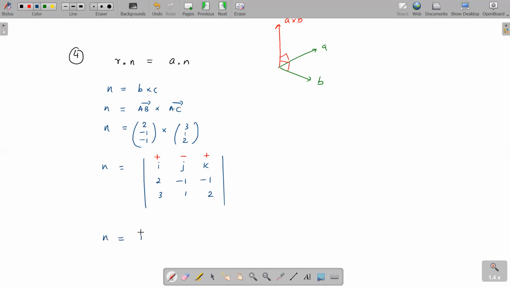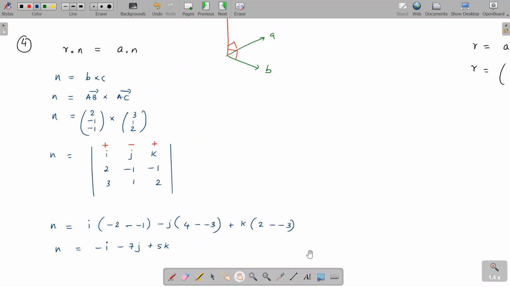So n equals i times minus 1 into 2 is minus 2, minus 1 into minus 1 is minus 1. Minus j times 2 into 2 is 4, minus 3 into minus 1 is minus 3. Plus k times 2 into 1 is 2, minus 3 into minus 1 is minus 3. So I end up getting n equals minus 2 plus 1 is minus 1i, minus 7j, plus 5k. So this is my n vector.